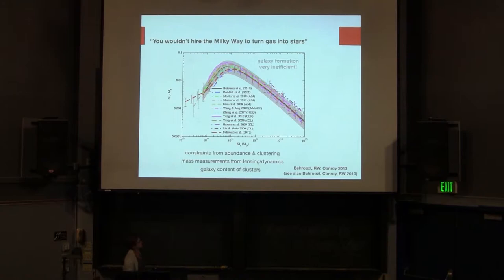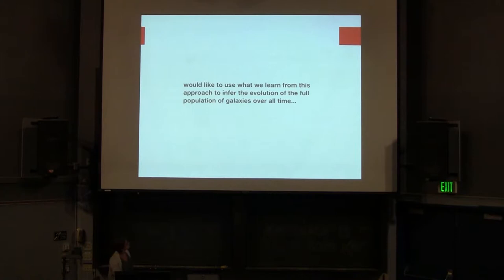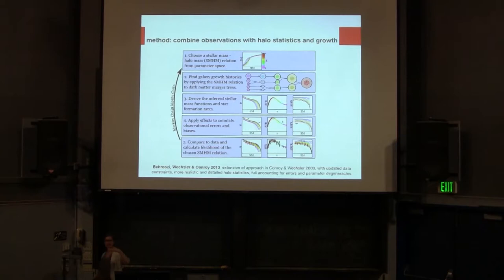This plot is basically trying to show two things. One is that galaxy formation is very inefficient and peaks at the mass of the Milky Way. And the second is that lots of different methodologies are giving the same basic answer. Okay. So from this, I just want to say a few words about the work we've done, led by Peter Behroozi, to basically take this abundance matching technique at one redshift, take the lessons we learned from that, and infer the full history of galaxy growth.